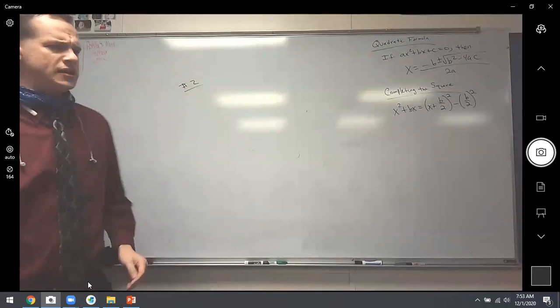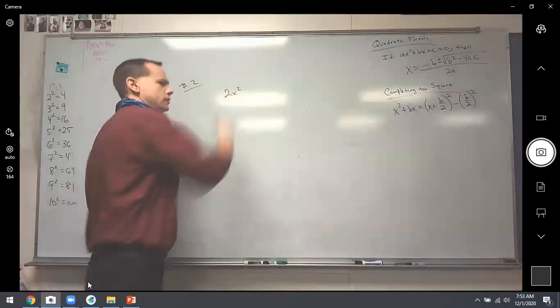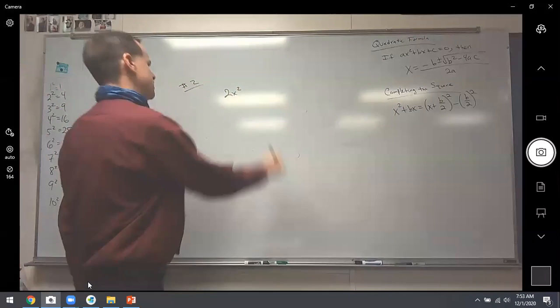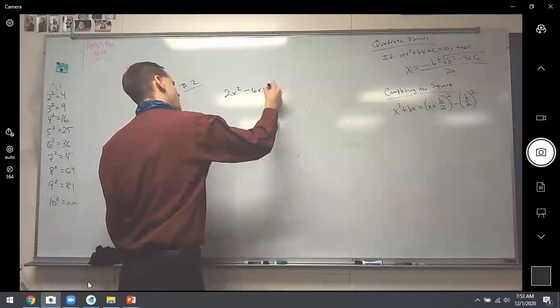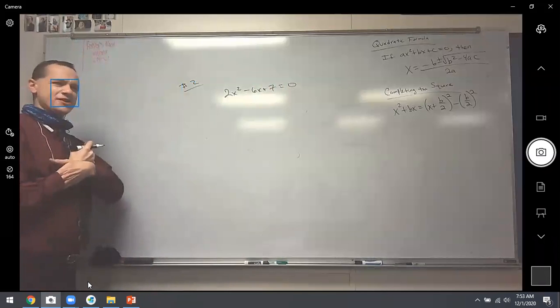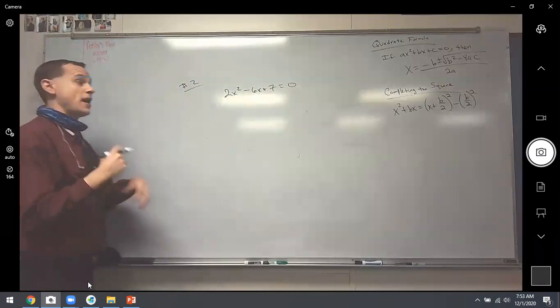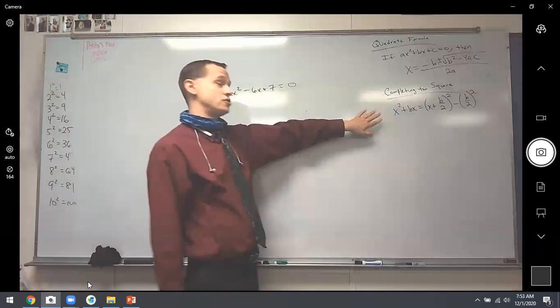Number 2 is very similar. We're going to have another quadratic equation. It says 2x squared minus 6x plus 7 equals 0. Doesn't look very easy to factor. So the one thing you should probably try to do is something called completing the square. And I will give you this equation during the test.